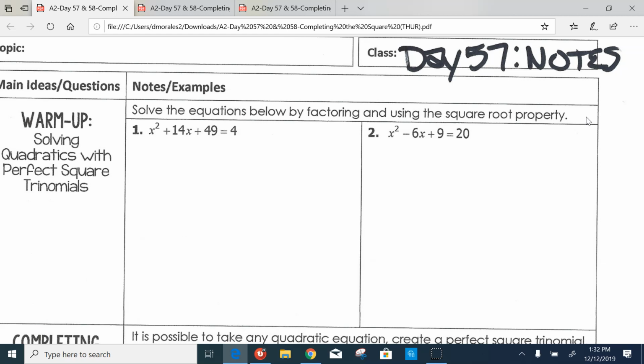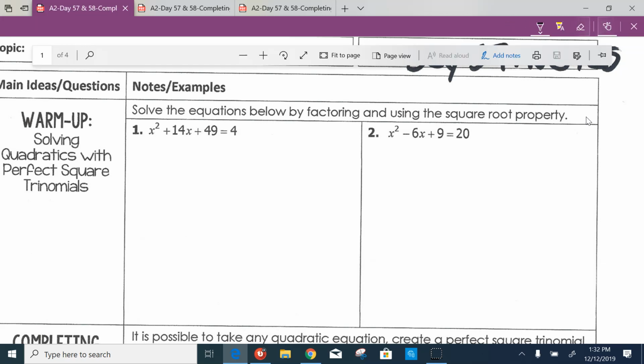Today we're going to talk about completing the square, another way to solve quadratics. So our first two examples were asked to solve the equations below by factoring and using the square root property. What we have here is a quadratic equation that equals 4. So let's go ahead and factor it first.